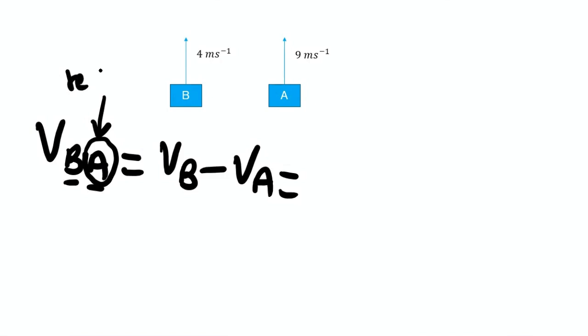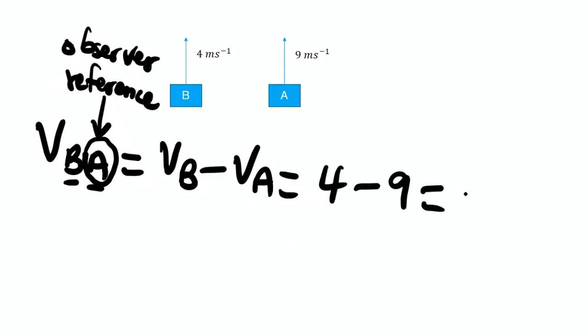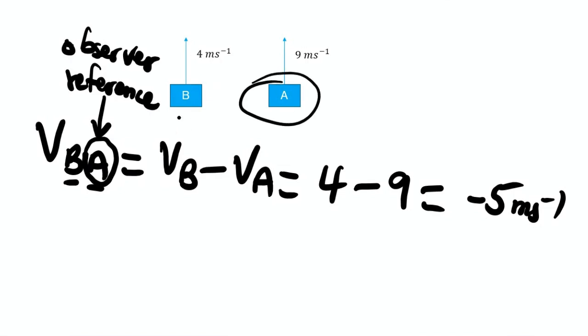If this guy is the reference, we say reference or observer, and the observer comes second. So this is like the velocity of B as seen by A. A is considered to be at rest from the definition. VB is 4 minus 9, so I'm getting negative 5 meters per second. This negative 5 meters per second implies that if you're in car A, you'll be seeing B moving backward, in the opposite direction, with 5 meters per second. Meanwhile, actually, it's A that is moving faster than B.